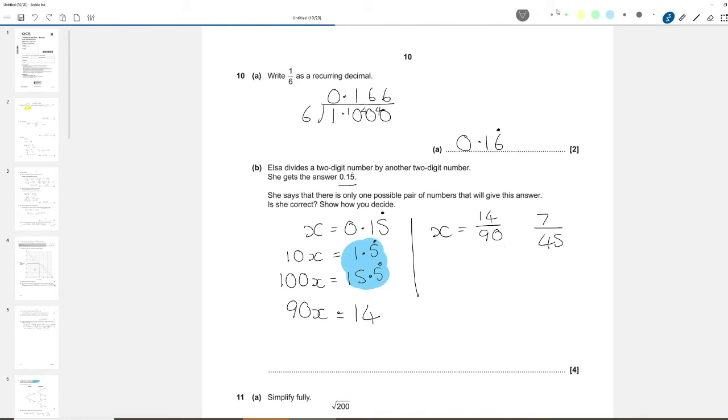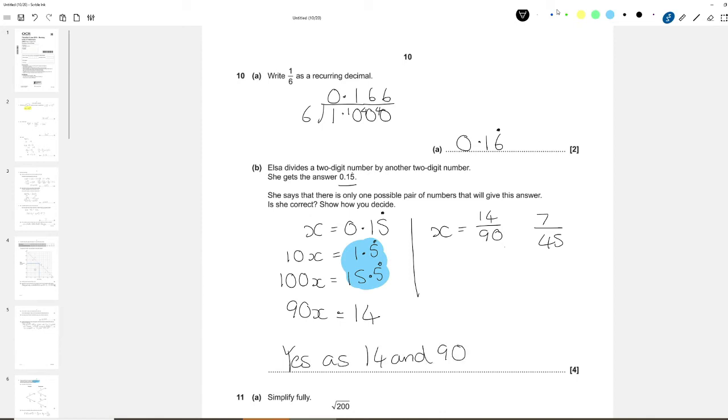You could say yes, as 14 and 90 are the only 2-digit numbers divided to get 0.15. So it's how you word it that is very important.